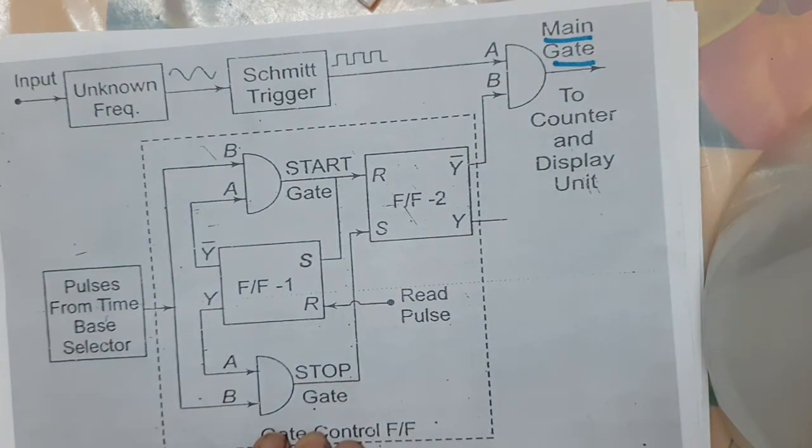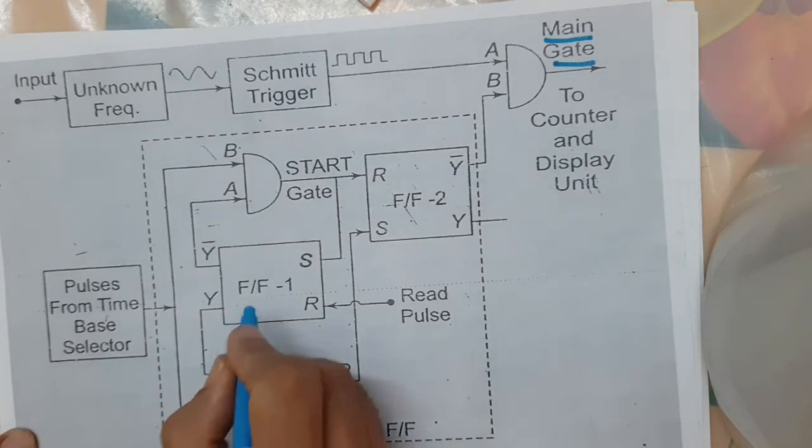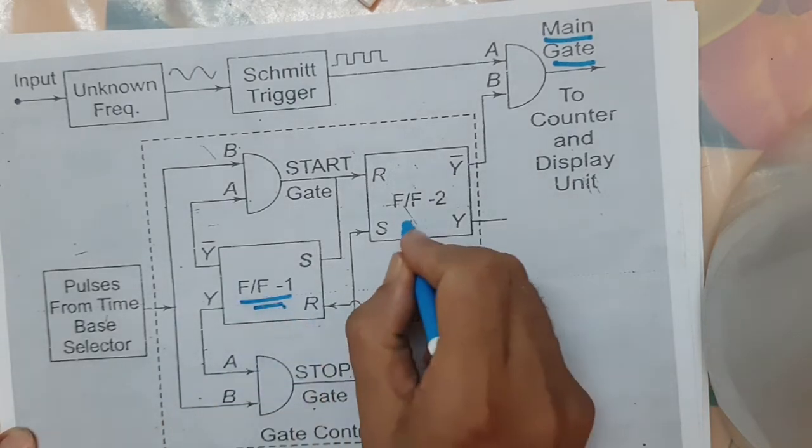Initially the flip flop is at its logic 1 state. The resulting voltage from the output Y is applied to the point A of the stop gate and enables this gate. The logic 0 state at the point Y bar of the flip flop 1 is applied to the input A of the start gate and disables the gate. This is our flip flop 1. This is our flip flop 2.